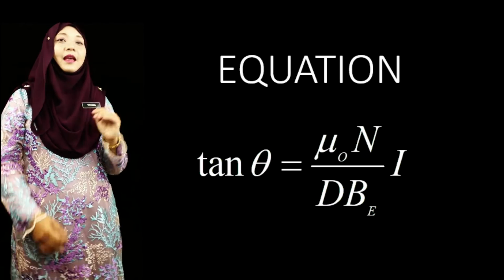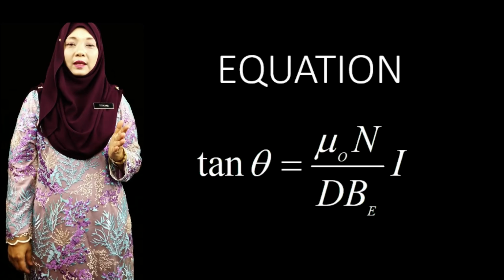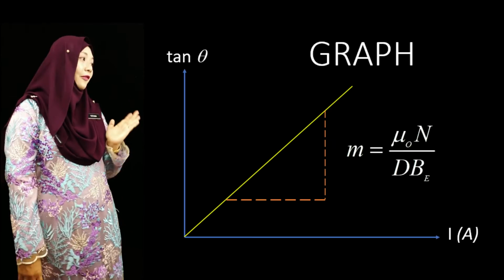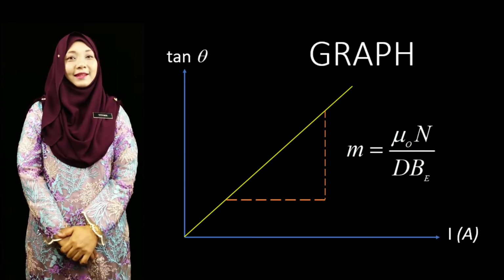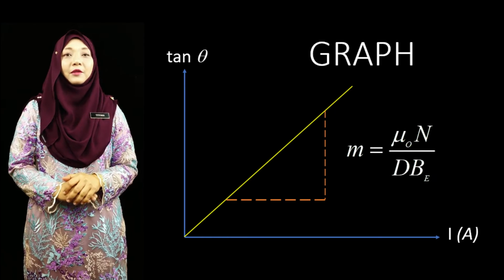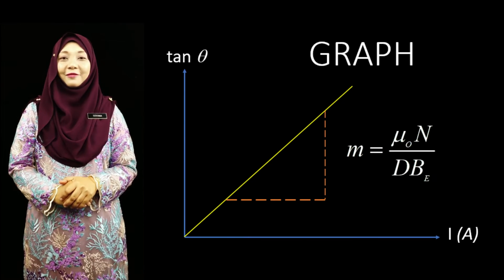Look at here. From the equation, your y-axis is going to be tan θ and the x-axis is current. Your graph is going to resemble something like this. You are going to have a straight line graph. Earth's magnetic field BE value can be obtained from the gradient of the graph.